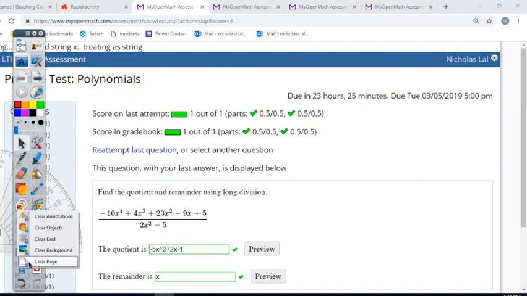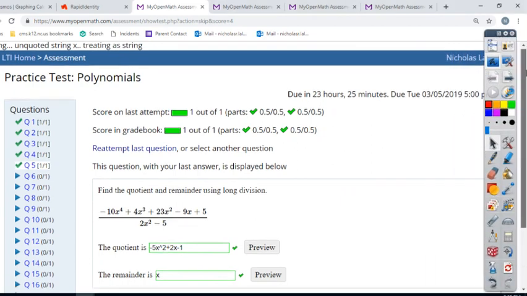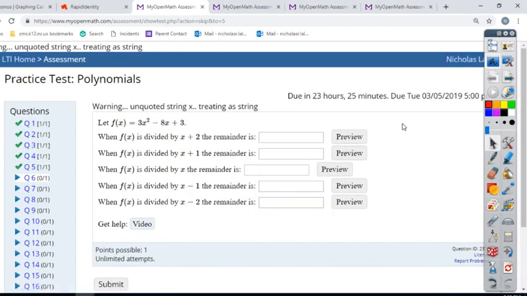Let me clear the page. Can I delete that? How do I make this go away? Close. Okay, sorry about that. So moving on, next question. Question 6. All right.